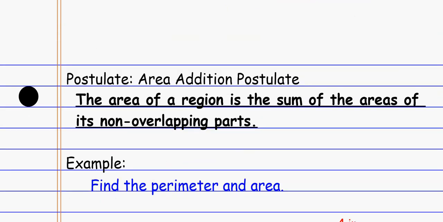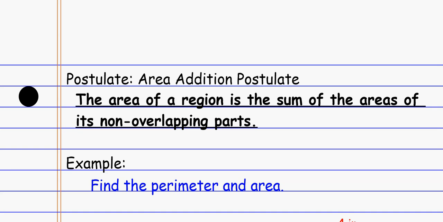let's talk about the area addition postulate. All right, and we've had a couple addition postulates so far. We had the segment addition postulate. We've had the angle addition postulate. Now here's the area addition postulate. If you remember, segment addition was the little pieces add up to the whole thing. And angle addition was the little pieces add up to the whole thing. And guess what? Area addition is the little pieces add up to the whole thing. So the area of a region is the sum of the areas of its non-overlapping parts. So if I find the area of all the little parts and add them together, it gives me the area of the whole thing. Okay?